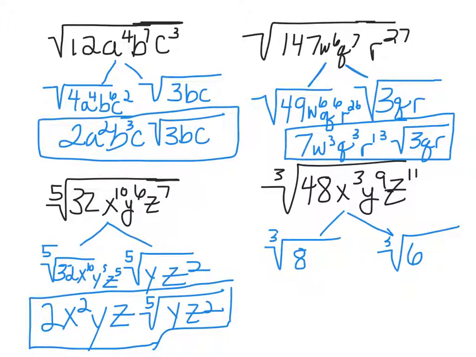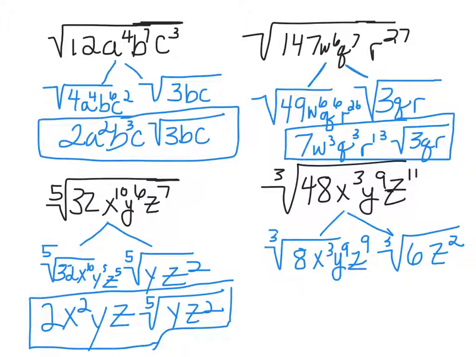radical expression. Now, x to the third, 3 is divisible by 3, so I can put x to the third in its entirety over here in the perfect cube radical. The same way with y to the ninth. 9 is divisible by 3, so I can put y to the ninth there. I don't have to break it up. But z to the 11th, 11 is not divisible by 3, so I need to have z to the ninth over here and z squared over here.